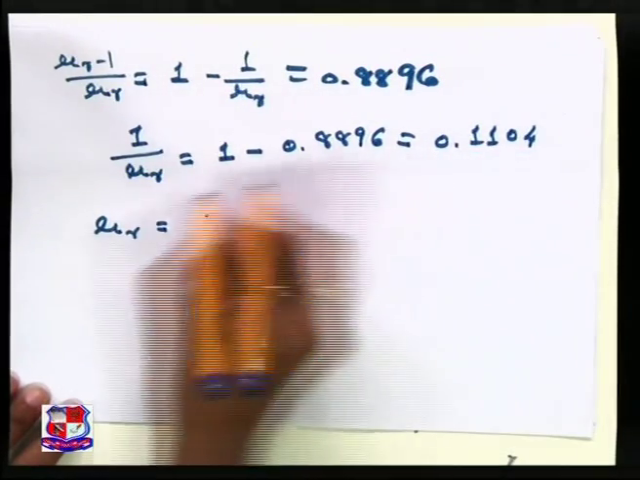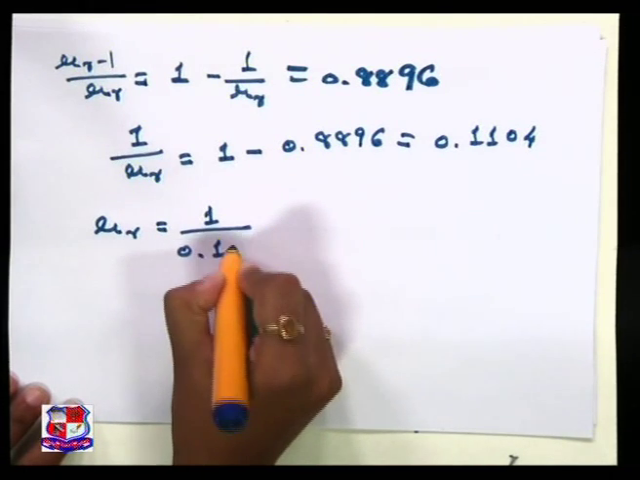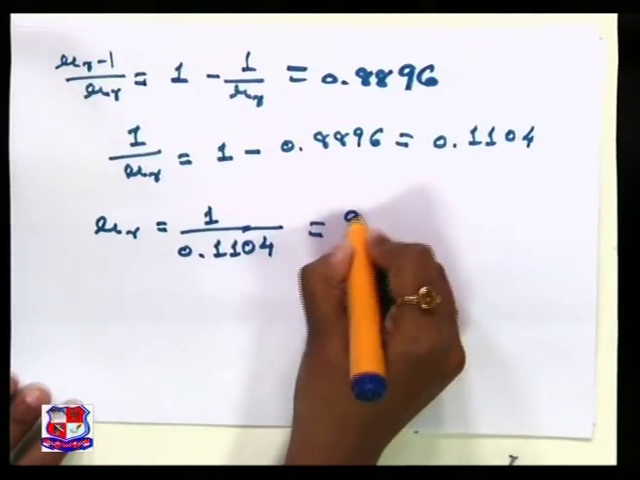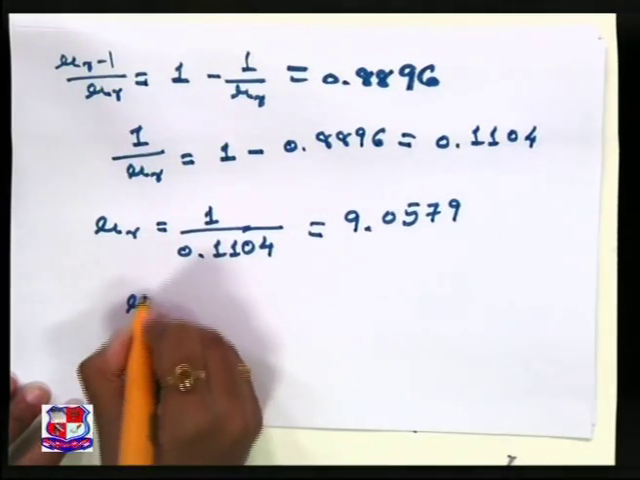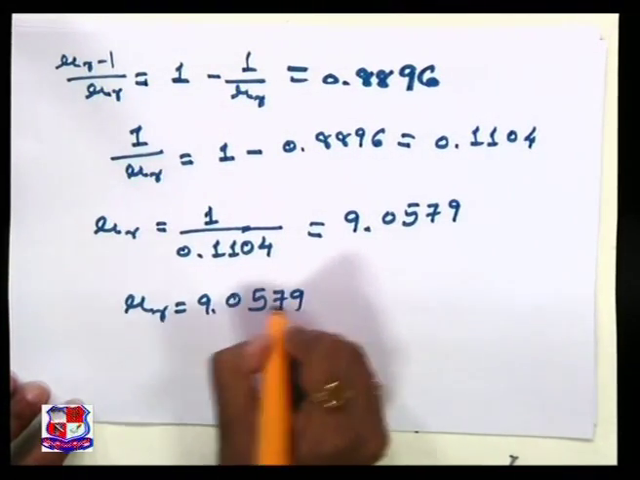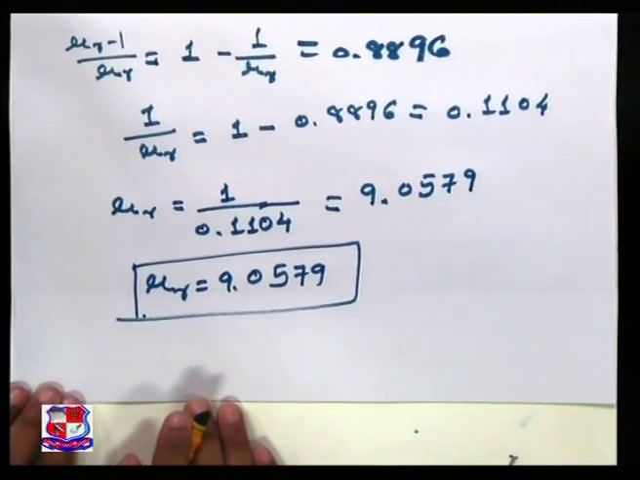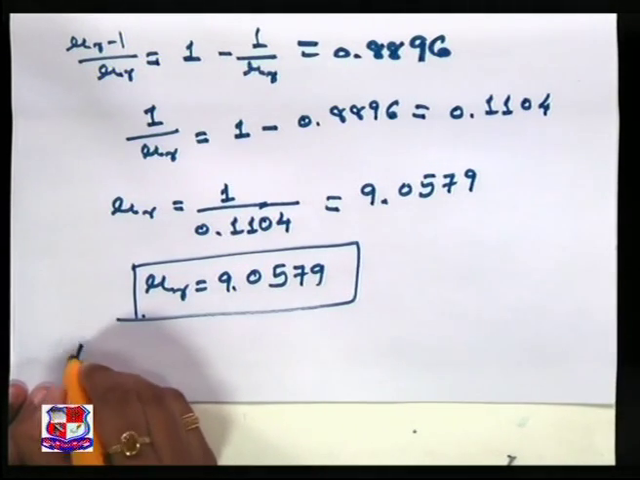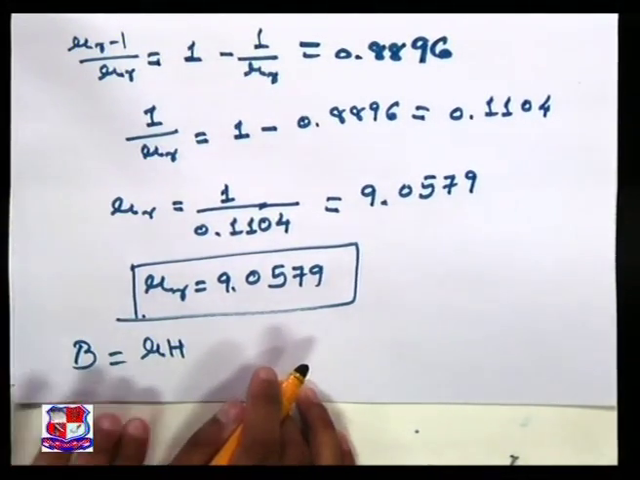So what is mu r from this? That is 1 divided by 0.1104, and the answer is 9.0579. Mu r is equal to 9.0579. Okay, the first answer, that is the relative permeability of the material, is 9.0579. And how will we get b? B is equal to mu h.